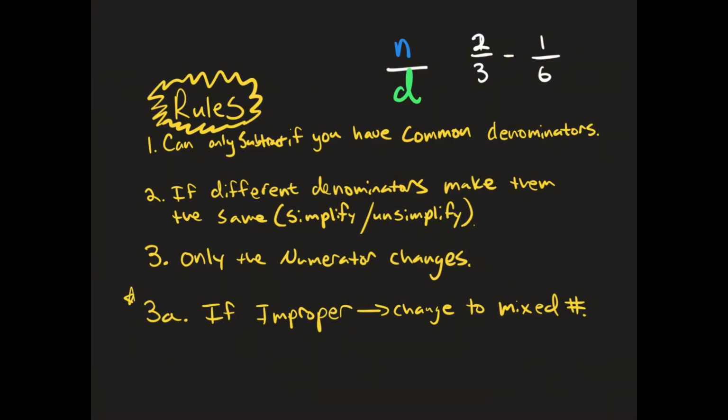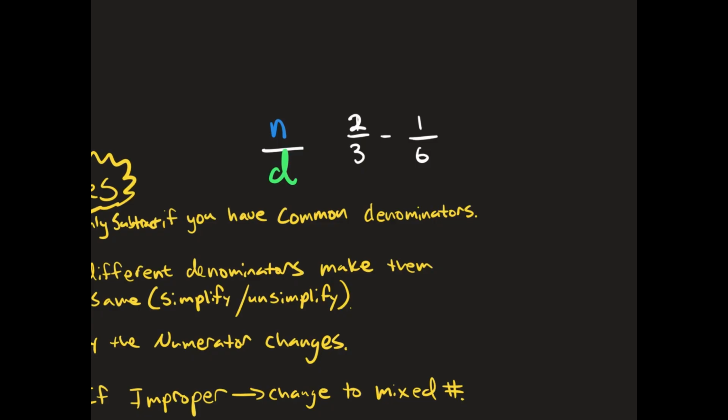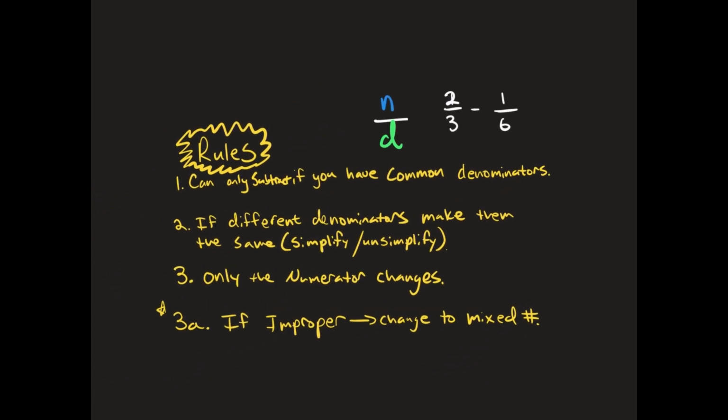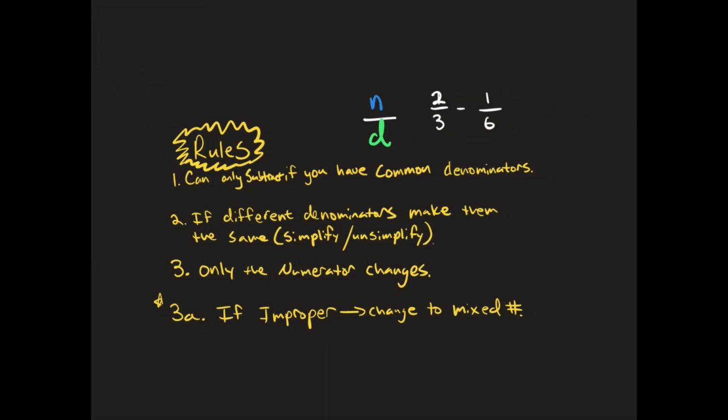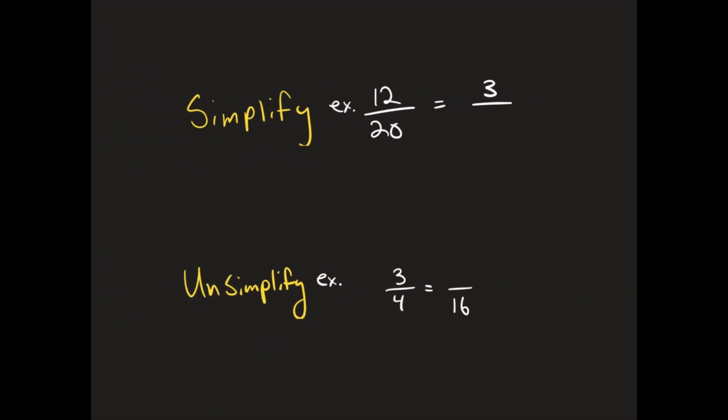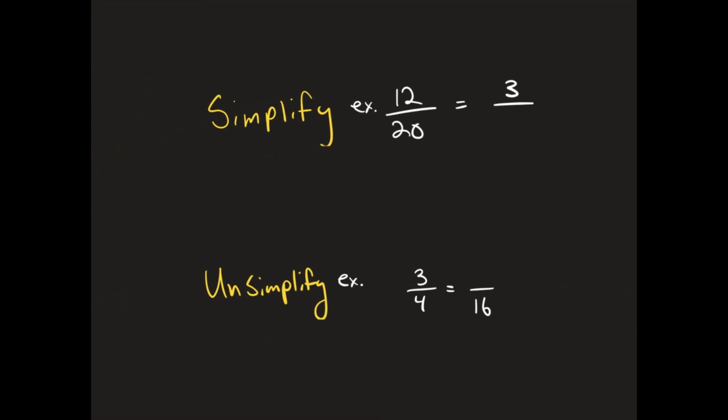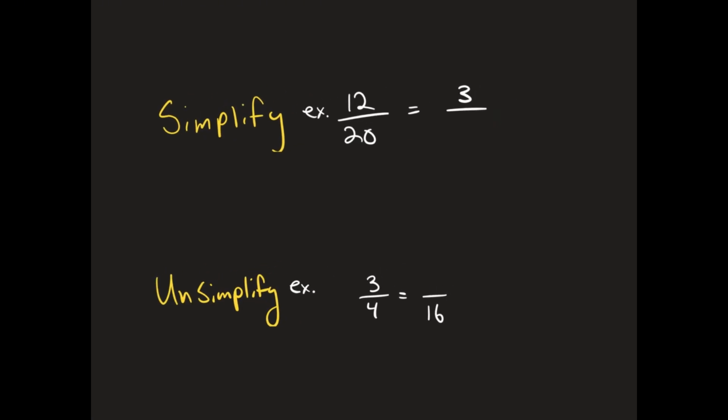And then if we have an improper fraction to start, we have to change our answer. We'll end up changing to a mixed number. If we have an improper fraction to start, that's okay. We can always simplify as we need to. So a couple things to remind: I can't remember if I went over these in the last video, but the terms simplify and unsimplify.